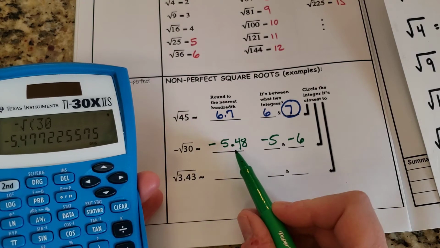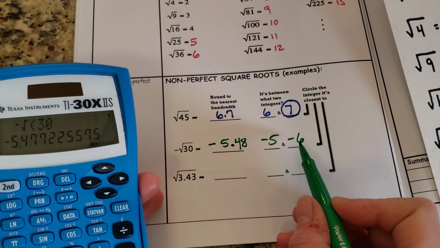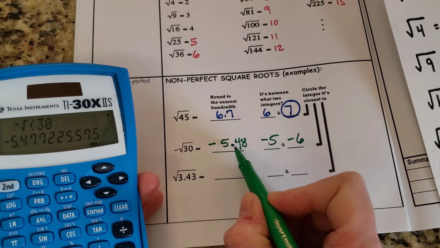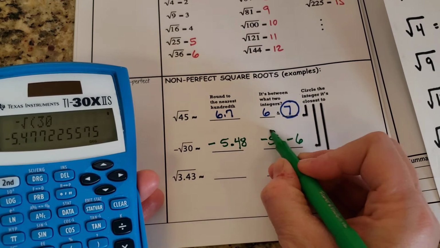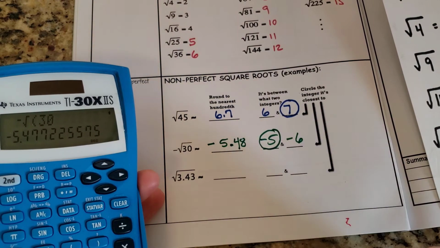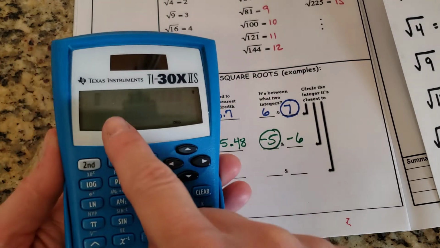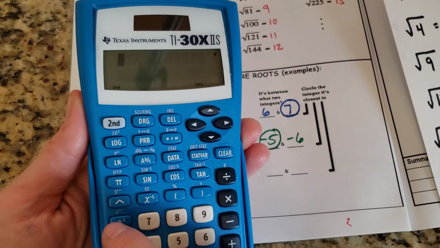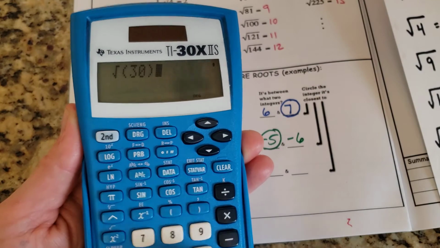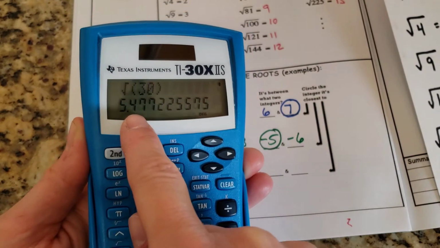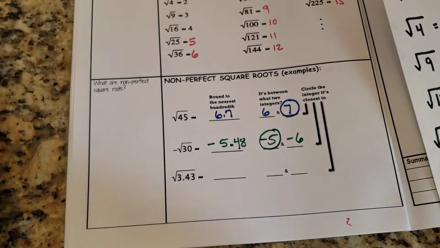Now is this closer to -5 or -6? It's not even quite 5.5, is it? So it definitely is going to be closer to -5. We're going to circle that -5. Now, I wouldn't have needed to type the negative in my calculator. I could have just done square root of 30 and got that, and then just put a negative sign in front of it. That would work too.